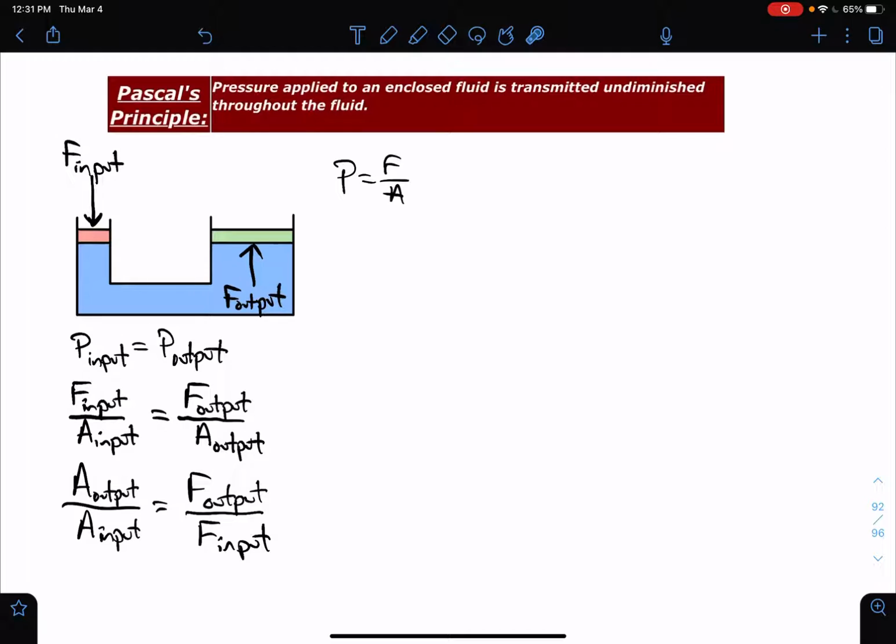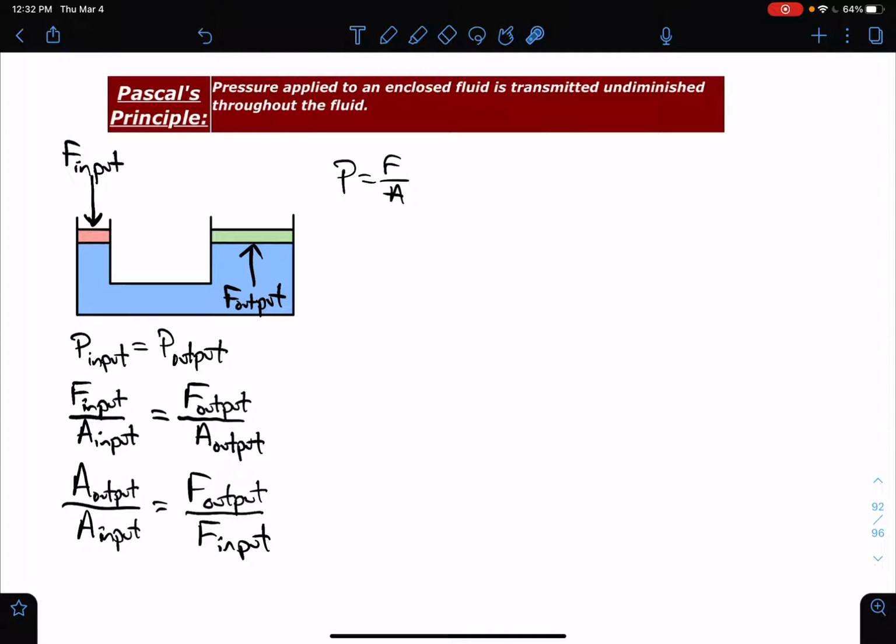We're amplifying forces. This is what happens in most cars. A lot of brakes are hydraulic brakes. And so when you push on the brake pedal, that is the small piston. Right? And that pressure is transmitted undiminished throughout the hydraulic fluid to the output piston, which is essentially the brakes clamping onto the disc there to slow down the car or even stop it. So this is how Pascal's principle applies to hydraulics.